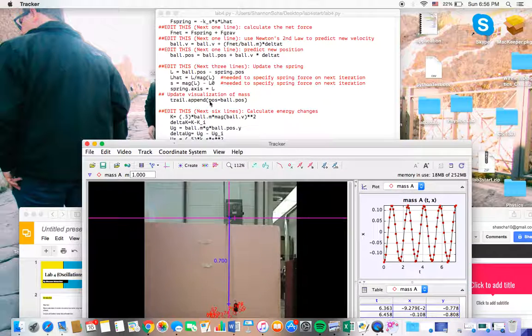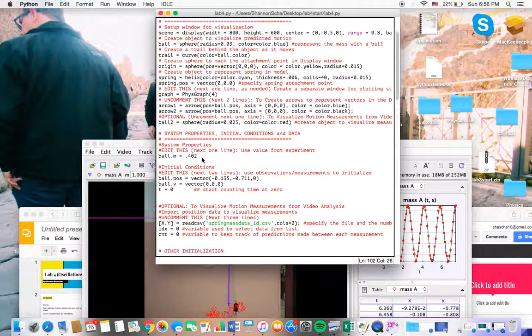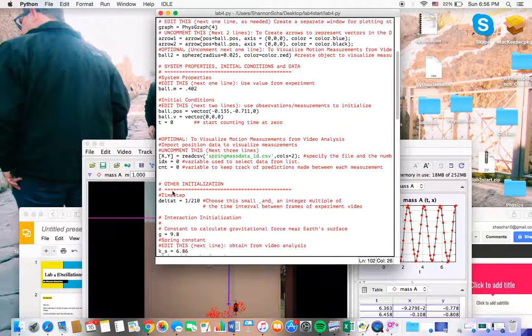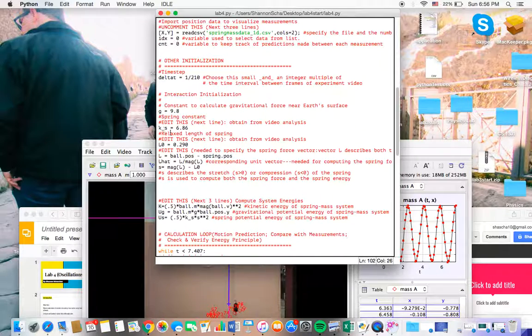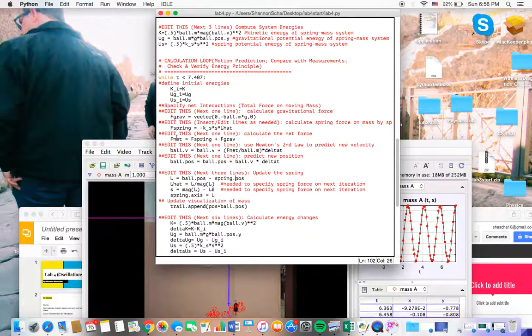Now we're going to go through our coding. We started over here with the initial conditions: the ball's mass, the position, the velocity, the time, and the initial constants of G and Ks. Now we can see in this part of the coding on Newton's second law.